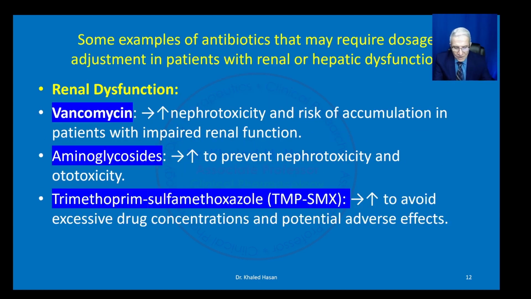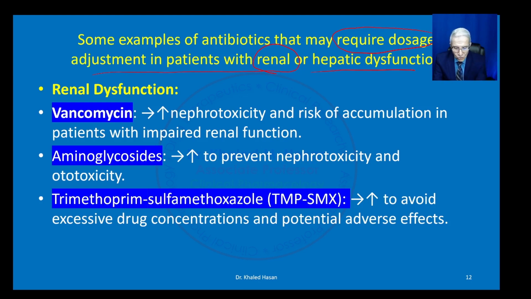Okay, here we have some examples of antibiotics that may require dose adjustment. Some antibiotics require dose adjustment in patients with renal and hepatic dysfunction. We are going with the first two slides: we are going to cover renal dysfunction, and another slide to speak about liver dysfunction. Here we have some important examples of dose adjustment needed for patients with renal dysfunction.